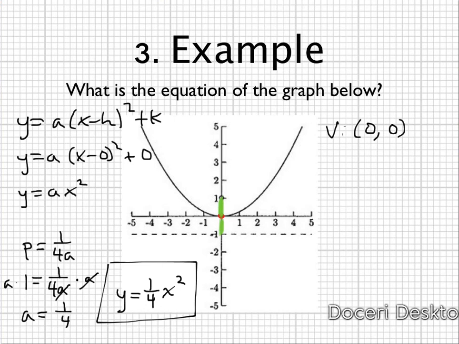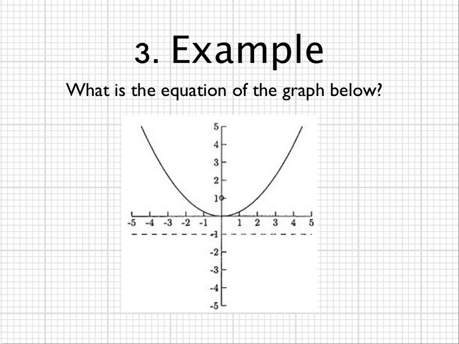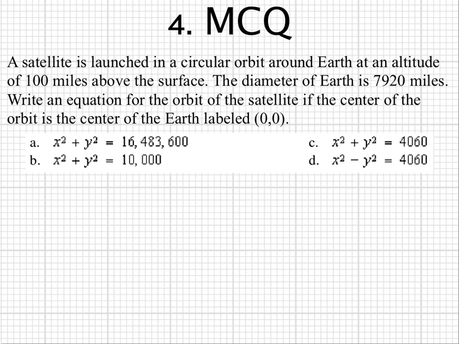Graphing is fairly simple. I think everybody can do it. So let me just show you your multiple choice and free response question here. Here's your multiple choice question. A satellite is launched in a circular orbit around Earth at an altitude of 100 miles above the surface. The diameter of Earth is 7,920 miles. Write an equation for the orbit of the satellite if the center of the orbit is the center of the Earth, labeled at 0, 0.